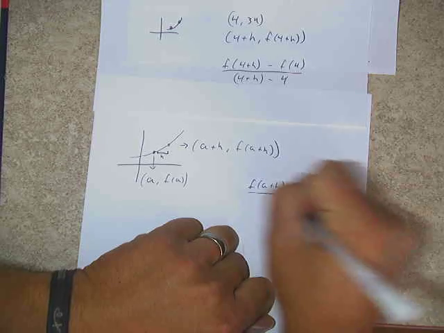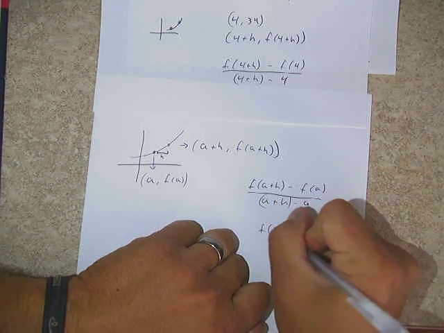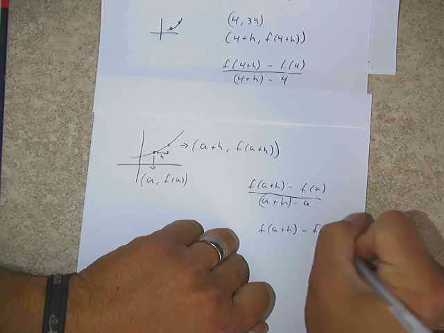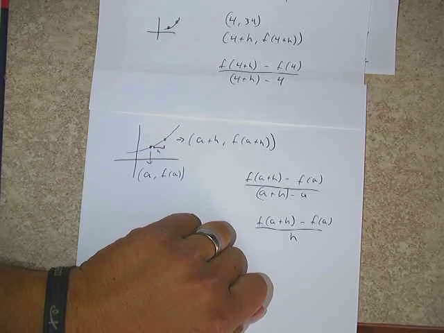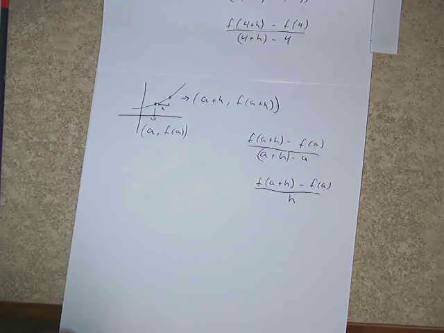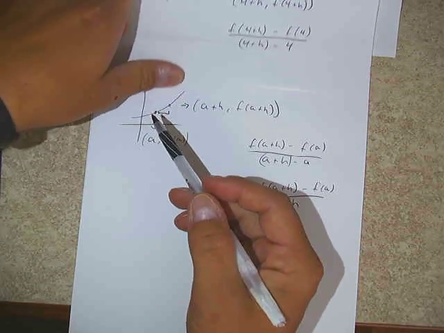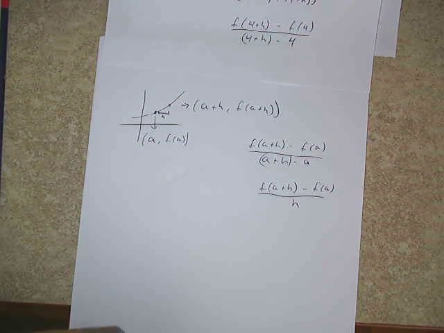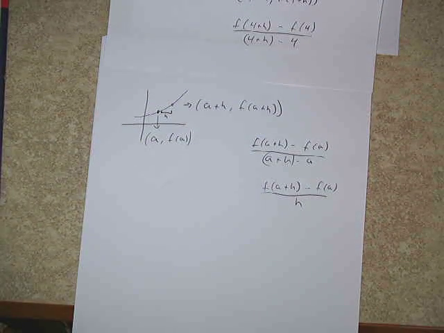Questions so far? Alright, so with that said, even though there's no numbers here, I can still write down what is the slope that connects these 2 points. Well, it's f of a plus h minus f of a all over a plus h minus a, which simplifies to this, because a plus h minus a is always going to be what? h.